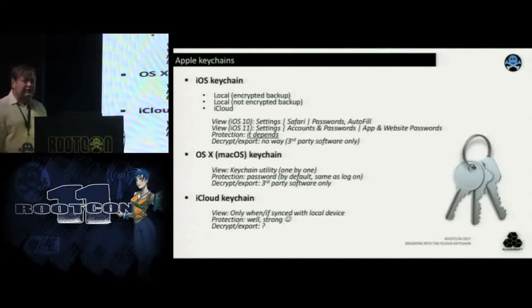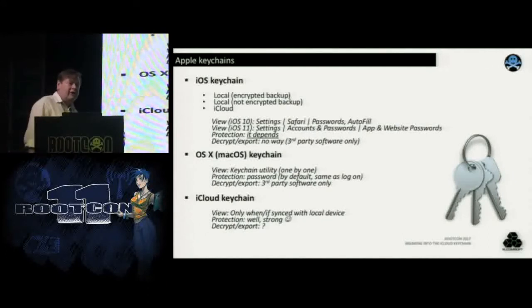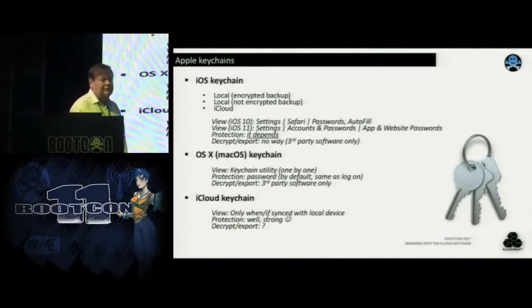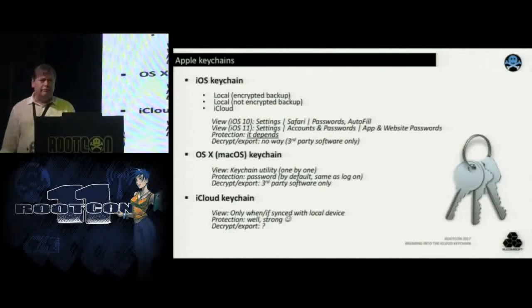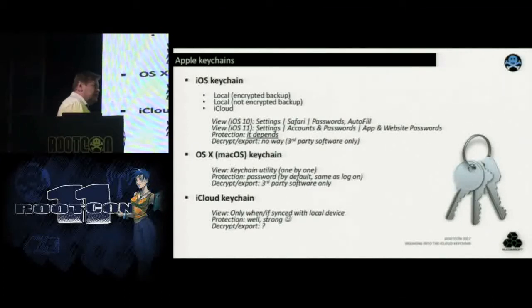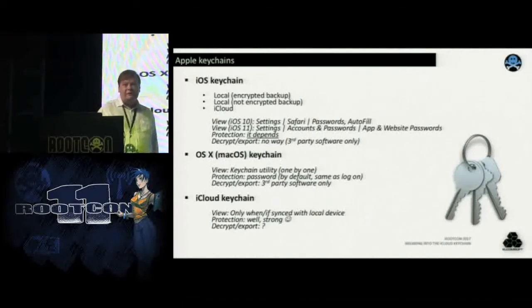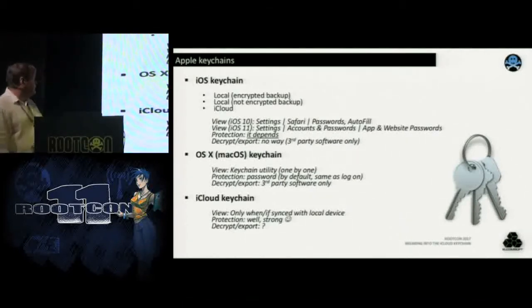There is a keychain in macOS. In macOS, there is a special utility called, obviously, Keychain that you can run and browse through all the records and see what is stored there. In iOS, there is no way to see what is inside the keychain. And there is also an iCloud keychain, which is not actually a mirror of the keychain stored on the iOS or macOS device, but contains only part of the data, but still quite a lot.